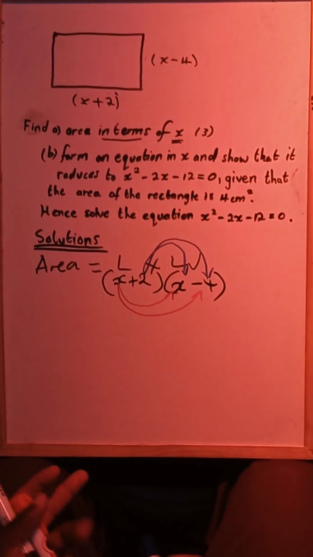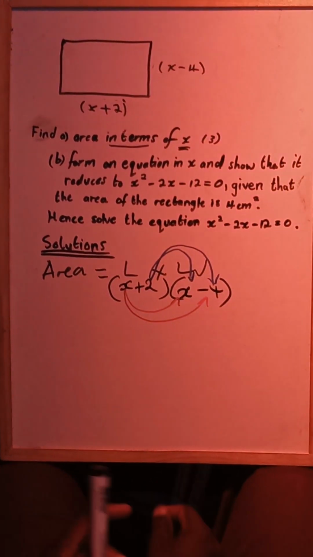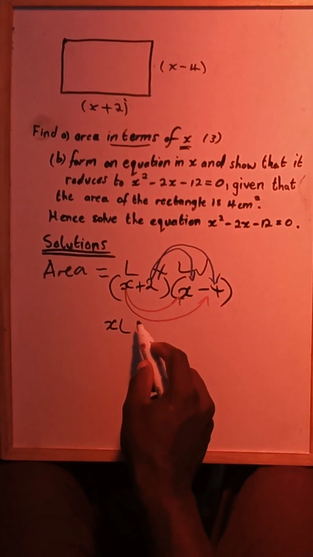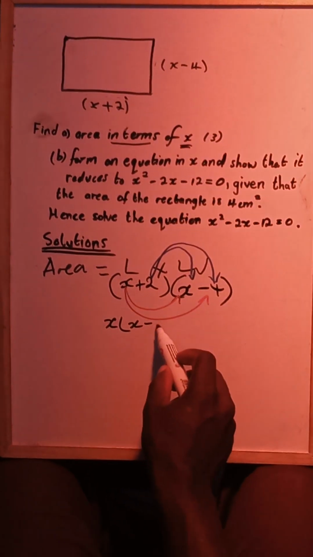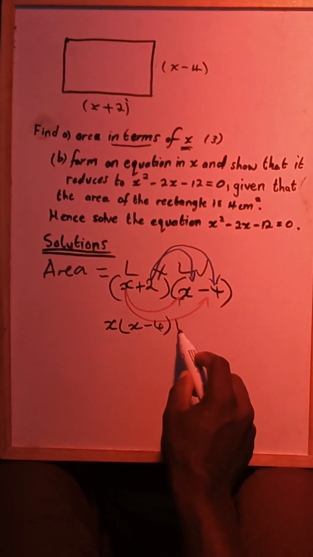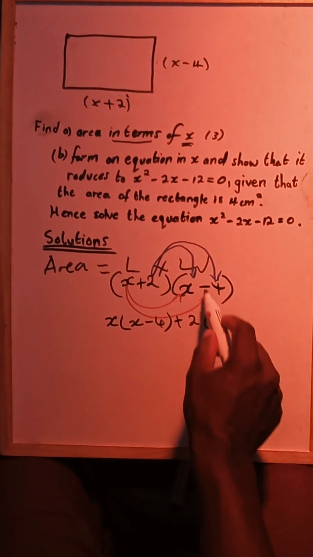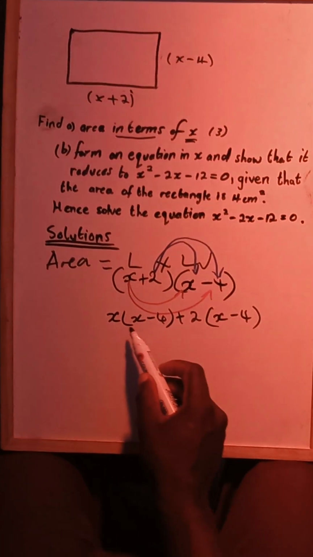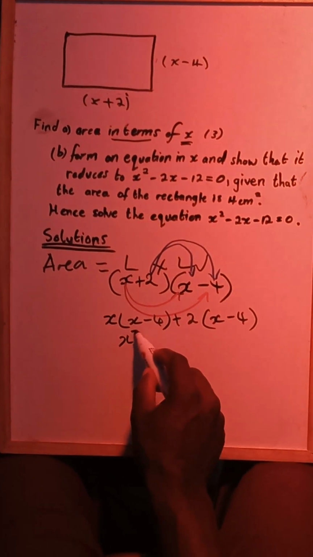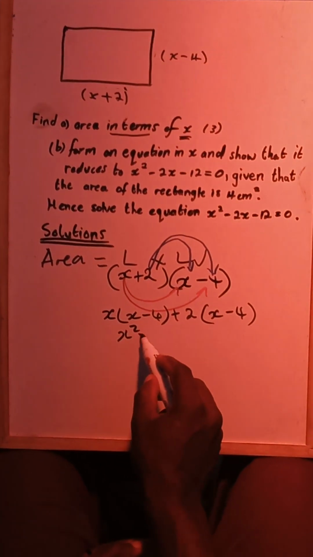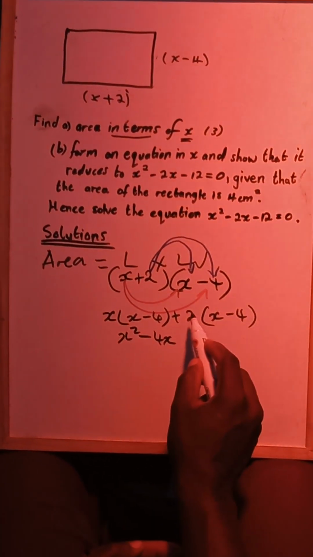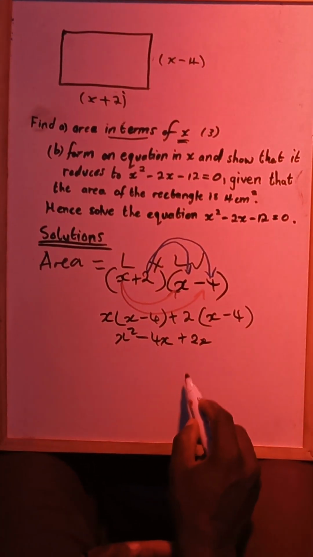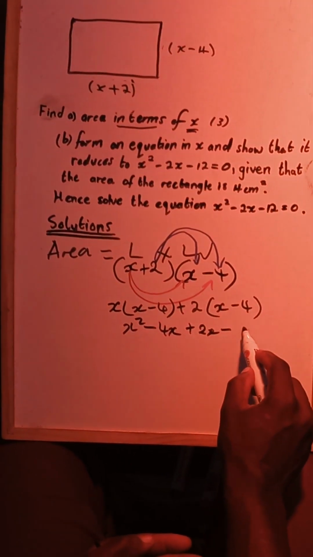All right. Now, what are we saying in this situation? Let's start with the red one. x must multiply every member of the second bracket. Plus 2 multiplying every member of the second bracket. Now let us remove the brackets. x times x, we get x squared. x times minus 4 is minus 4x. 2 times x is plus 2x. 2 times minus 4 is minus 8.